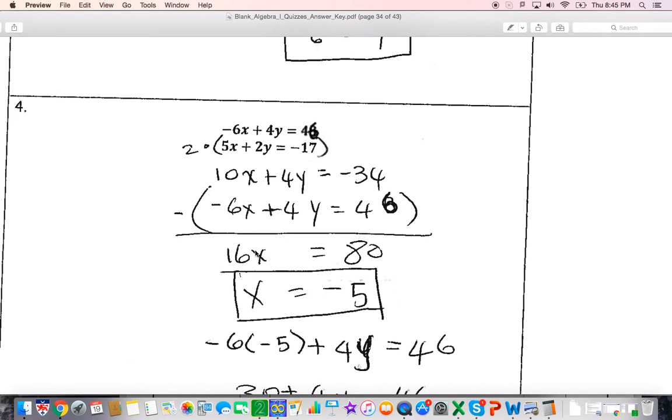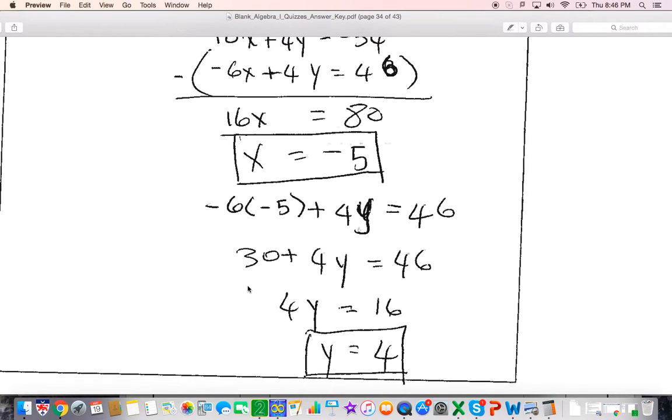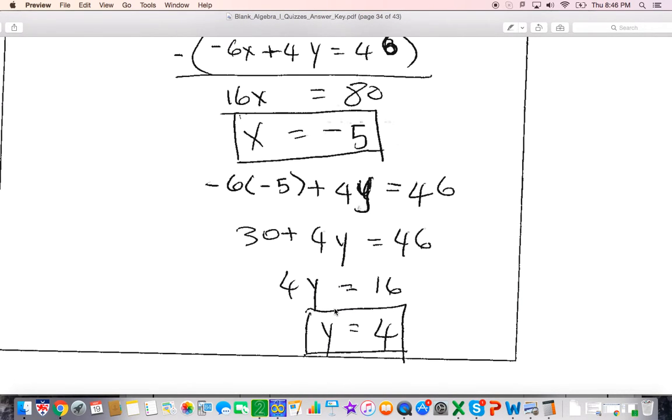Anyway, once you isolate the x, you should get negative 5. And then we can go ahead and take negative 5, plug back into either equation, and you have your y value once you simplify it.